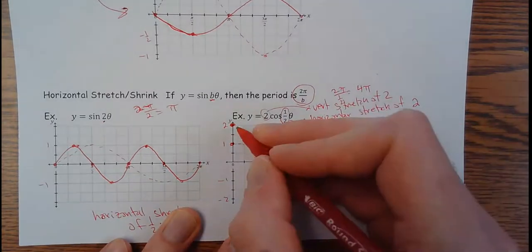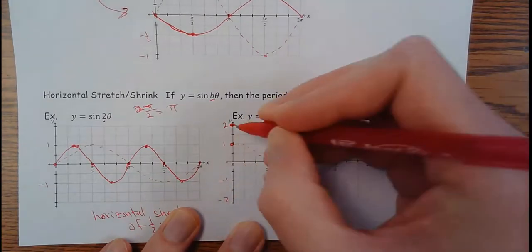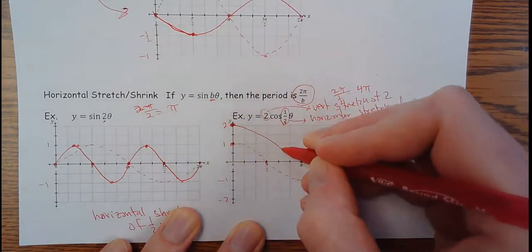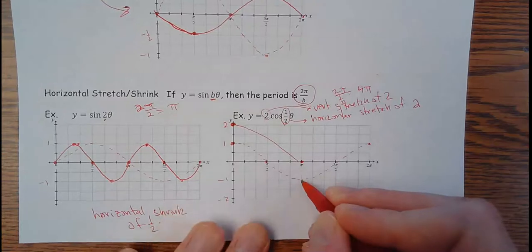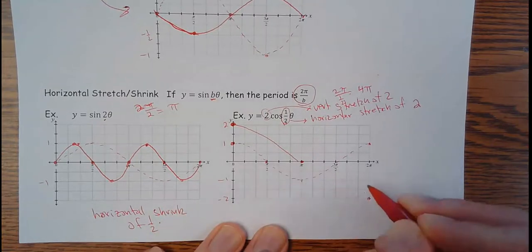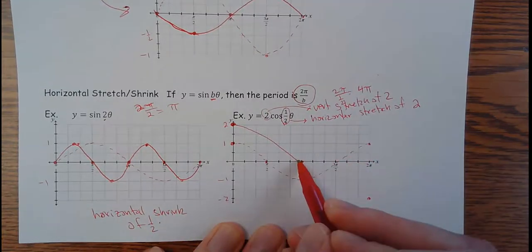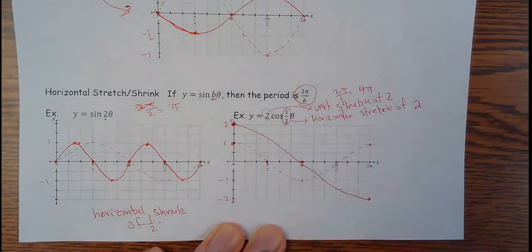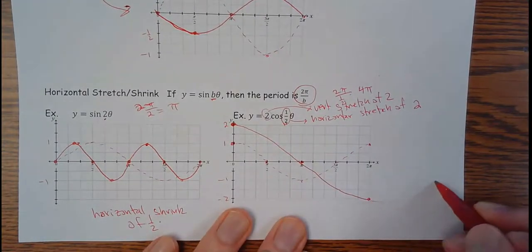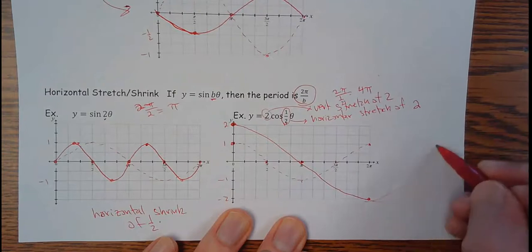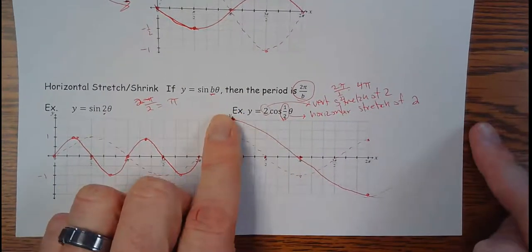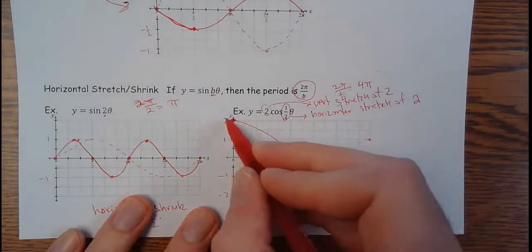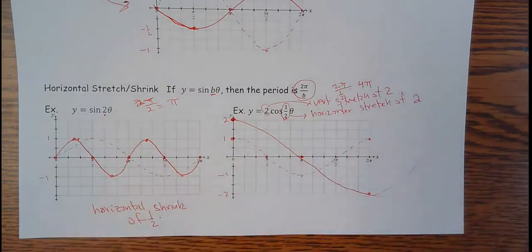So it's going to come down here. And instead of that bottom happening at pi, it's going to happen at 2 pi. And then this one would actually come back up the other way. It'd take twice as long to do a full period. So this is where we have a combination of a vertical stretch and a horizontal stretch all in one.